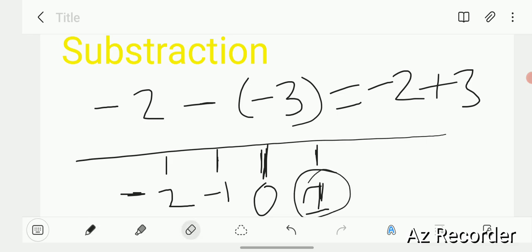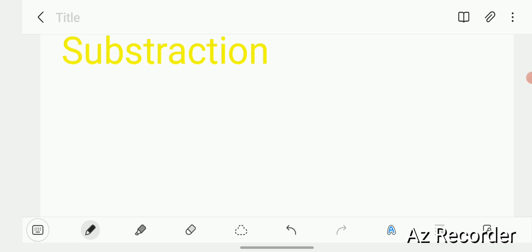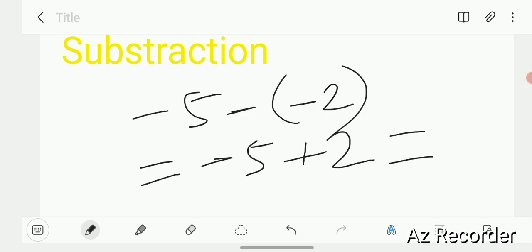Okay, next we are going to discuss another example: minus 5 minus of minus 2. Then you should write minus 5 minus into minus, plus 2. Then the answer is minus 5 plus 2, which is minus 3. This is by normal calculations.